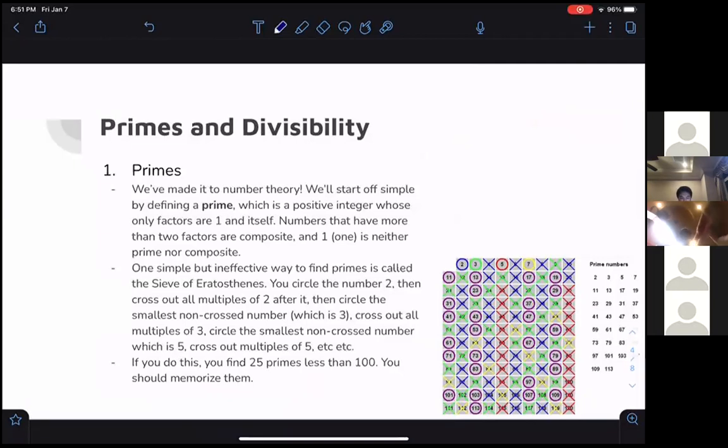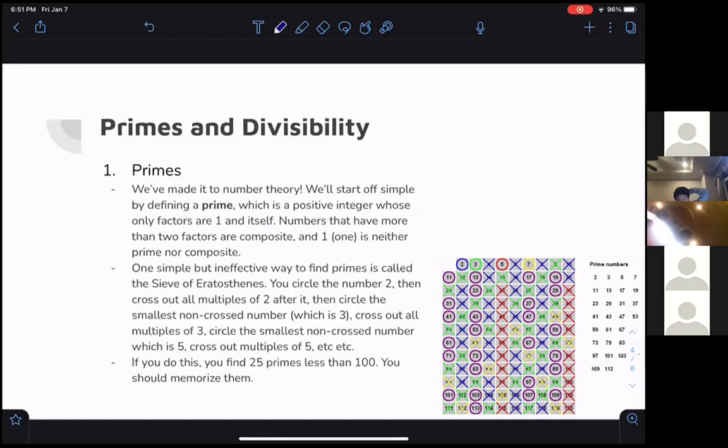Okay, so now we're going to go into primes and divisibility, which we did discuss last week. A prime is a number divisible by only itself and one, and so has two factors, one and itself. Other numbers usually consist of more than two divisors, and we call these numbers composite.